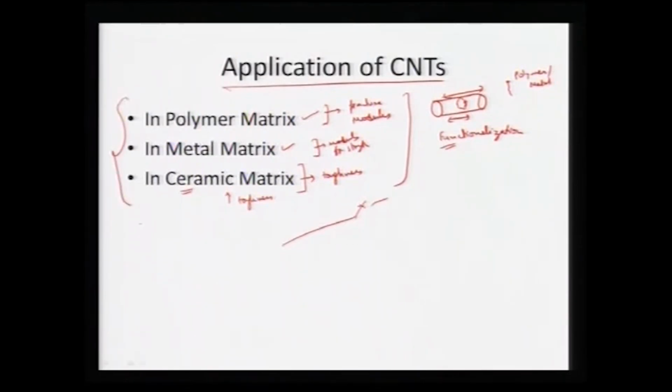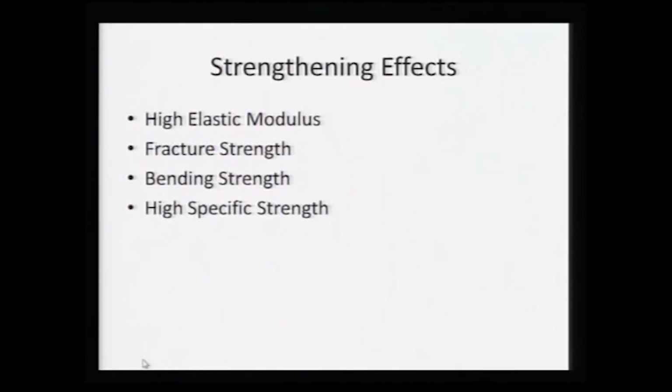So, they can be utilized in polymer matrix, metal matrix or ceramic matrix, and the utilization of CNT is very different in all the three cases, because in polymer I am more interested in reducing the density as well and also enhancing the fracture strength and the modulus. In metal matrix, I again want to enhance the modulus and fracture strength. In ceramic, I want to enhance the toughness. So, how do I basically enhance the strengthening?